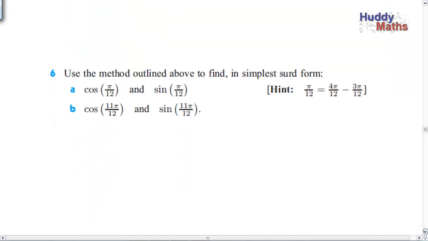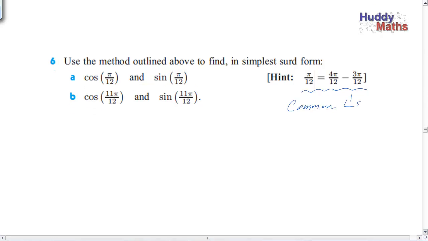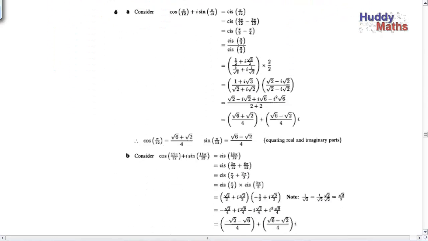This is not a bad idea. I wouldn't spend too much time on this. The idea is, of course, to convert to common angles whose surd values for sine and cosine are known. Okay, let's have a look at the answers to those. So there we have part A, and our conclusion at the end. Once we've got real and imaginary parts, then the cos is the real part and the sin is the imaginary part of our complex number, cos θ + i sin θ.